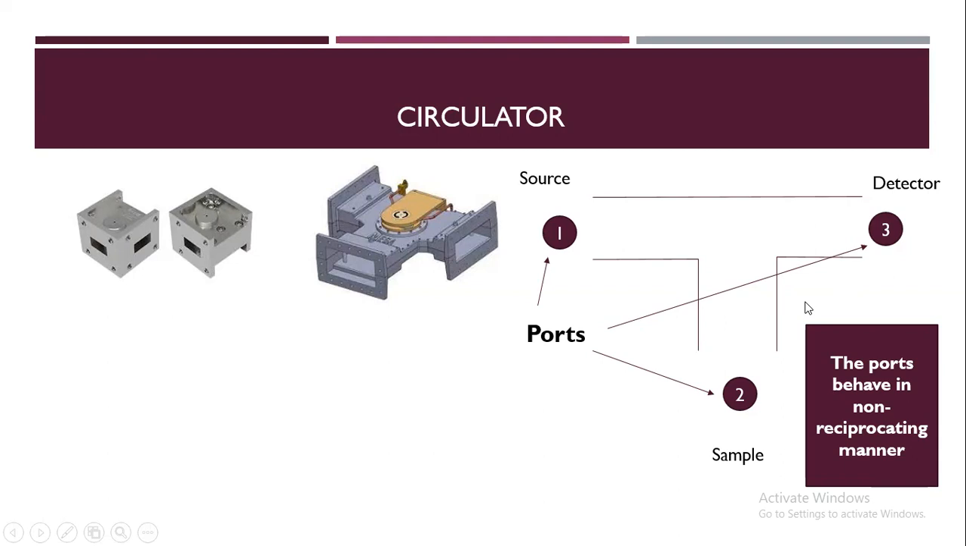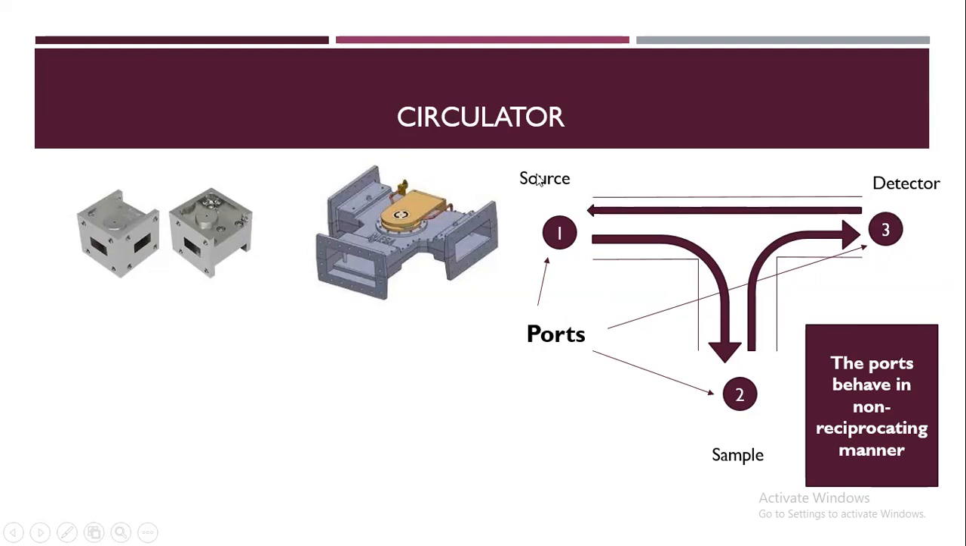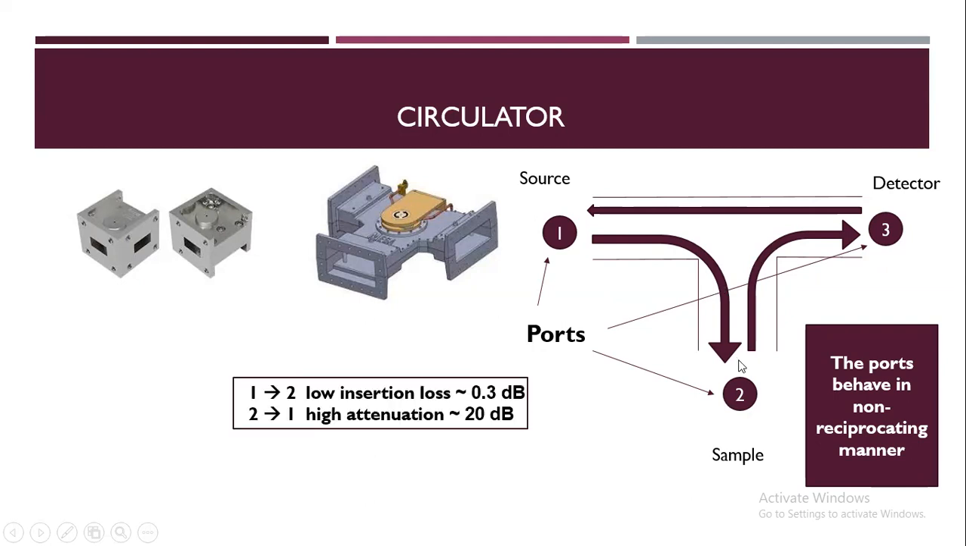The property of these ports is, if power is coming, or the microwave is coming, through the one port, it will go to the second port. And if the power is going through the second port, it will go to the third port. Then it can go from the third to one, but the power will not go from the 2 to 1. It will never come back from 3 to 2. So what is the benefit that I will tell you?